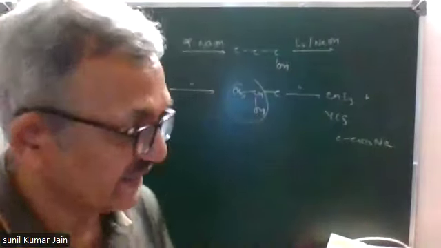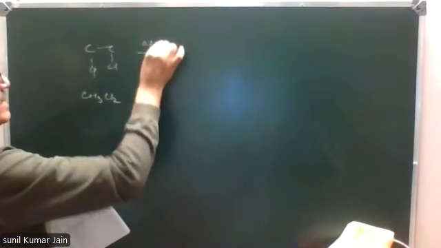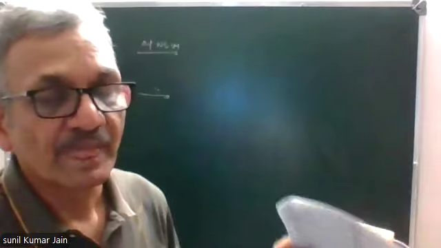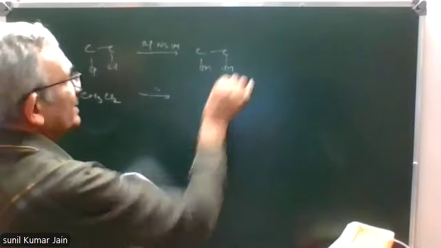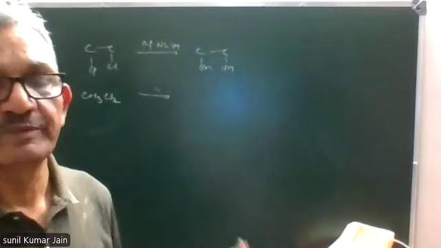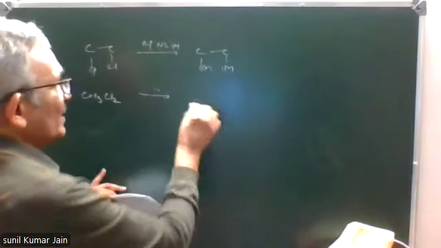Ethylene chloride and ethylidene chloride. Ethylene chloride is a vicinal dihalide. Ethylidene chloride is a geminal dihalide. React with aqueous NaOH. In the first case, we'll get a vicinal diol, ethane diol. In the second case, there will be 2 OH on the same carbon, which will lose water and ultimately give ethanol.